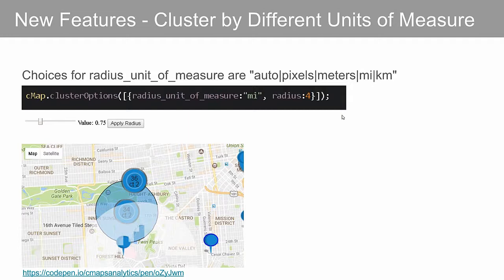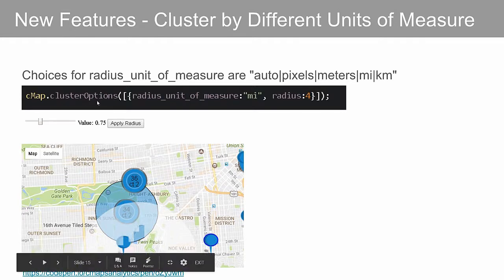But recently, we've had a partner approach us where their customers need much more fine-grained, definite control over how these clusters are being generated and glommed together. So, of course, we still support the auto approach, which is what everyone has been using, but we also support pixels, meters, miles, and kilometers, which enables you to specify super-duper precise radius values that you want to cluster your markers. And to implement this functionality, we've implemented a new cluster options method on the map.